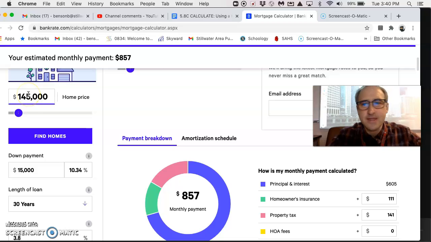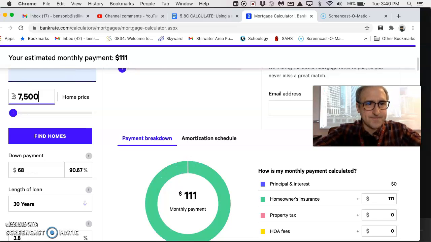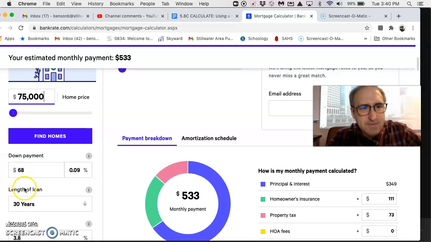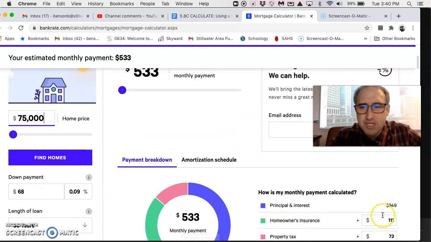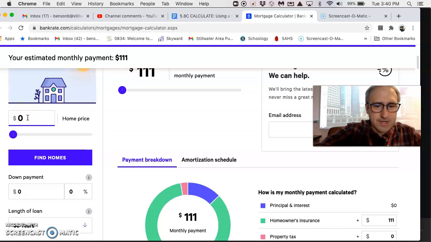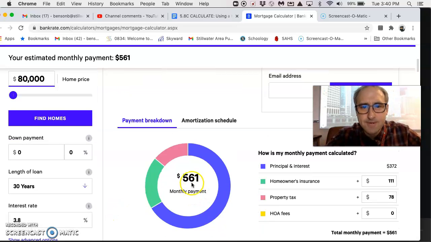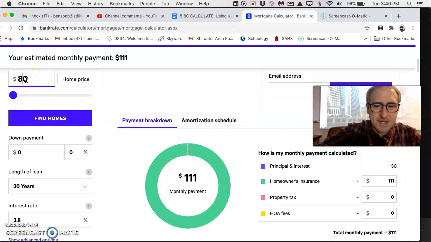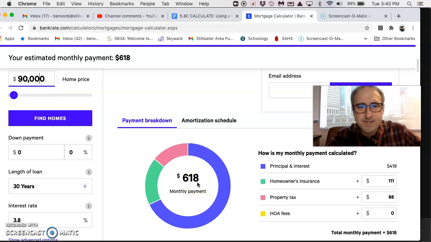Guess and check means that if I'm looking for a house in the $75,000 range, I'm saying, given this other information here, how much is it a month? And then I try, well, I wonder what it is a month for $80,000. Oh, look at that. Monthly payments with insurance and taxes is $561, but the principal is $372. What's going to happen if I make this $90,000? That goes up to $618.